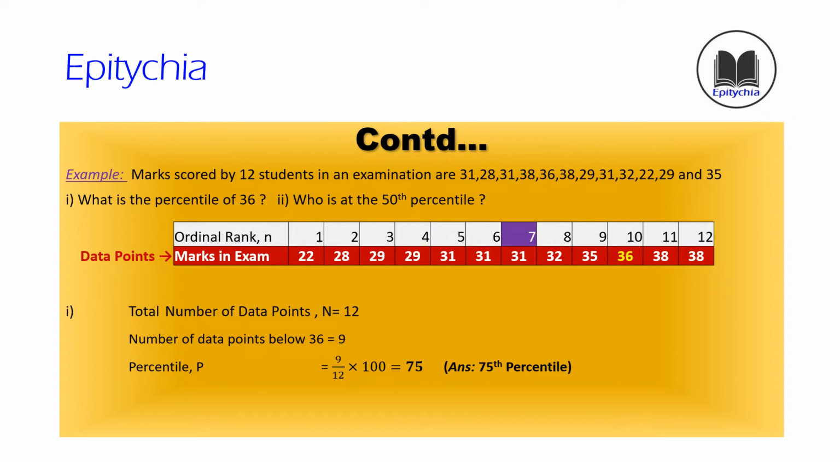See this example. Total 12 data points are there. Our first question is, what is the percentile of 36? 36 is a value among these data points. So see, 36 is at the rank of 10. So number of data points below this point is 9. Therefore percentile of 36 is equal to 9 upon 12 into 100 equals 75. Our answer is 75th percentile.